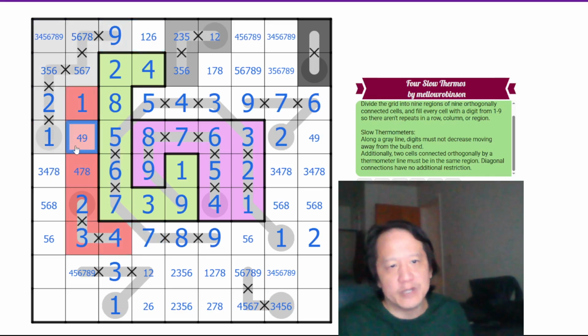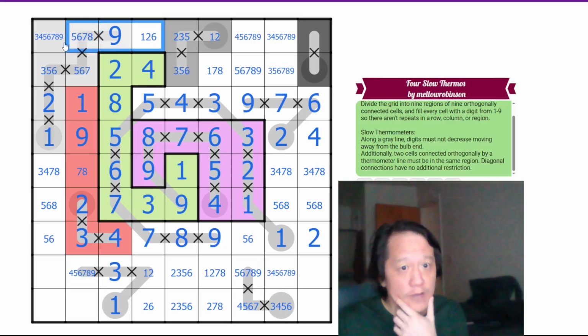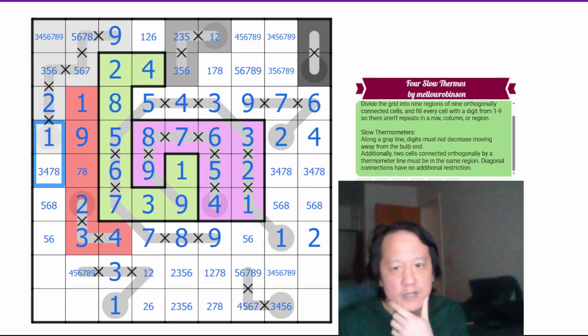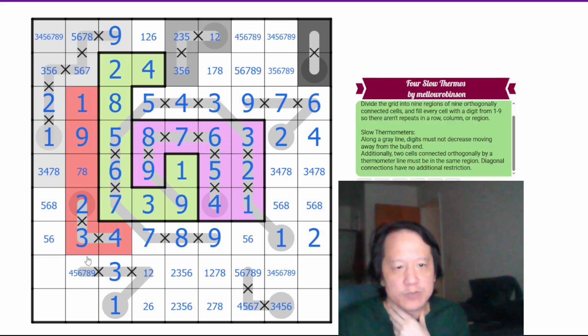So 4 eliminates 4 here in the rest of the red region. So that's 9, which makes this 4. This can't be 4 anymore. It's 7 or 8. We have to have one of these at least be light. So this is light there. 3 is not part of this region because we already have a 3.